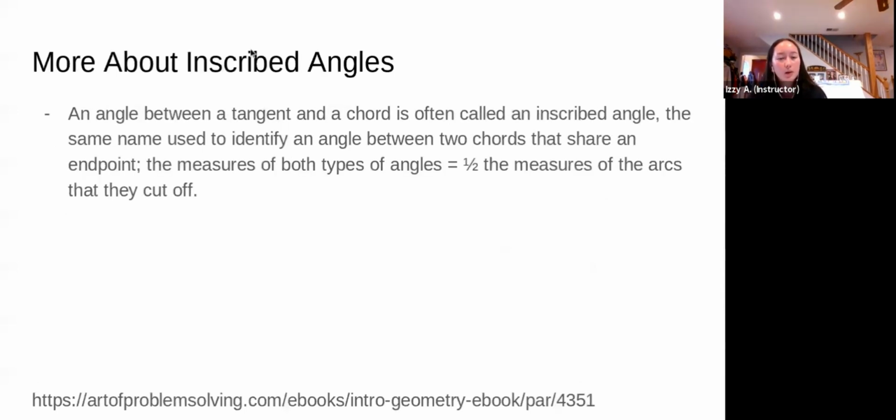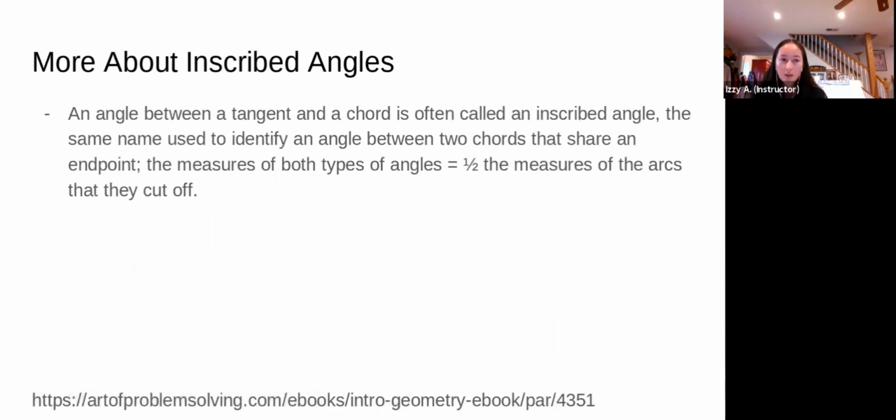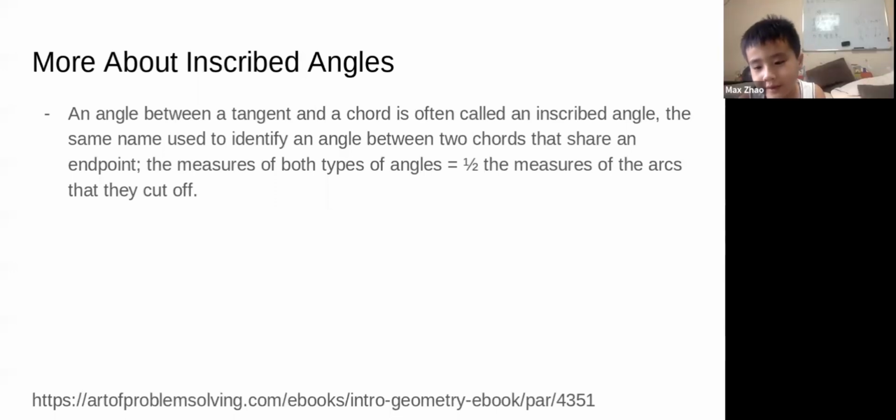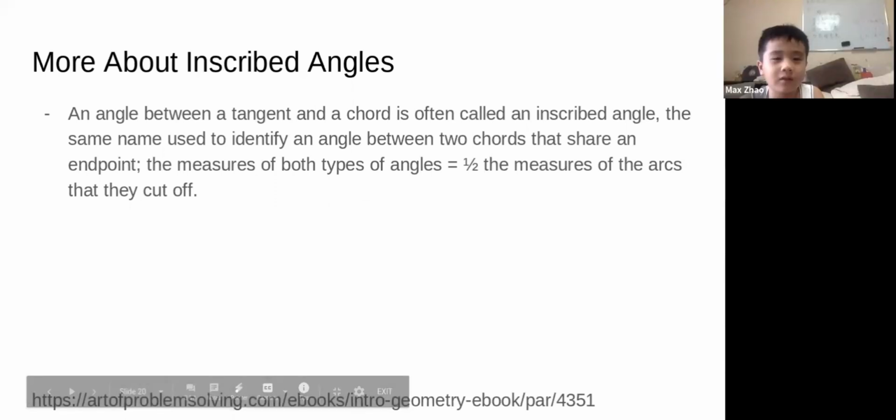So more information about inscribed angles. An angle between a tangent and a chord is often called an inscribed angle, the same name used to identify an angle between two chords that share an endpoint. The measures of both types of angles equal 1/2 the measures of the arcs that they cut off. Can you draw a picture of that, or give us a picture of that?